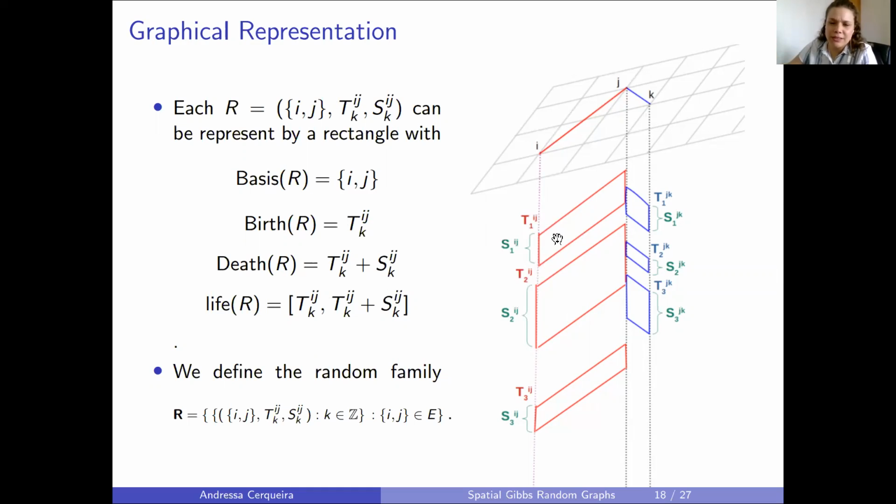I don't know if we say length or height for rectangles, but it's just this time interval here. This is the lifetime of this rectangle. So it dies here, and then we have another rectangle here. So we can now define a random family of rectangles. Since T and S are random variables, we have this random family here. So now we are going to deal with rectangles using this representation.